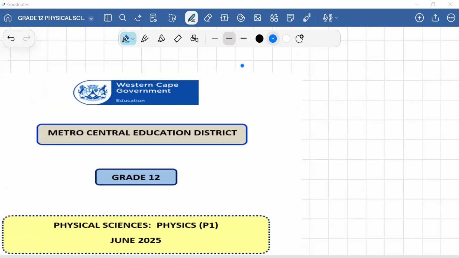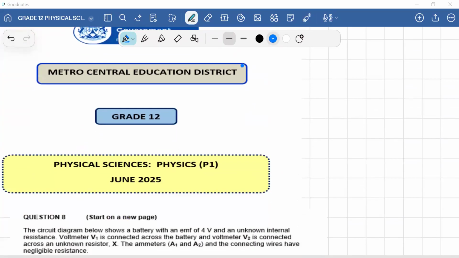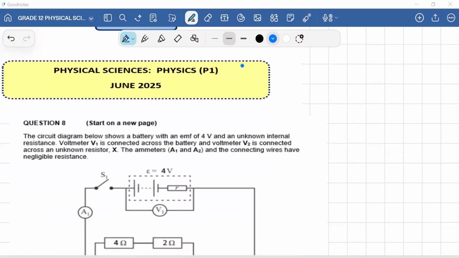Hello, grade 12s. In this video, we are going to look at Western Cape Education Department's Metro Central Education District, Grade 12 Physical Sciences, Paper 1, June 2025. Question 8, which is electric circuits.